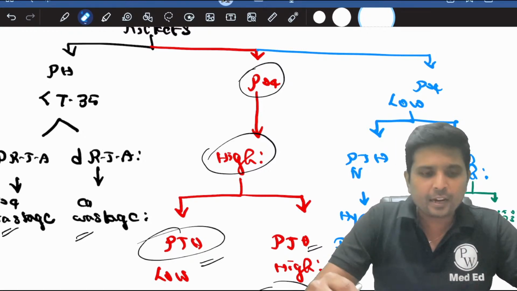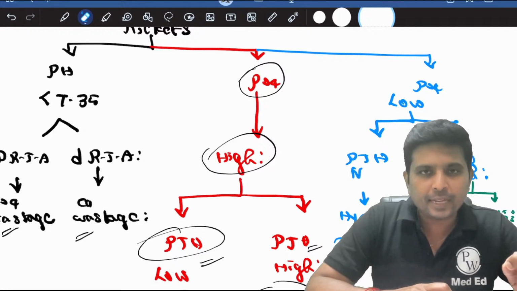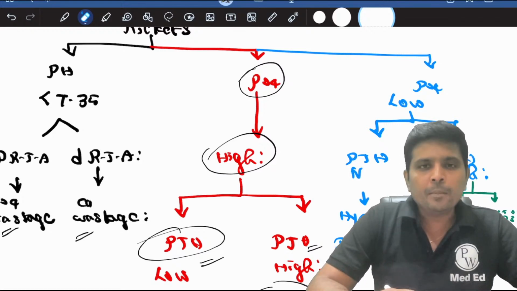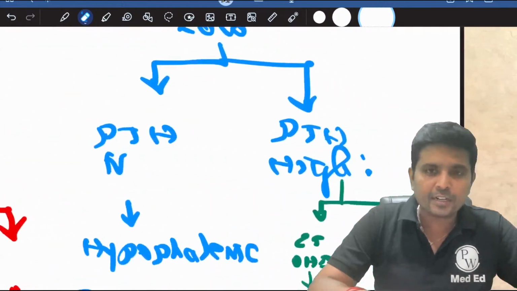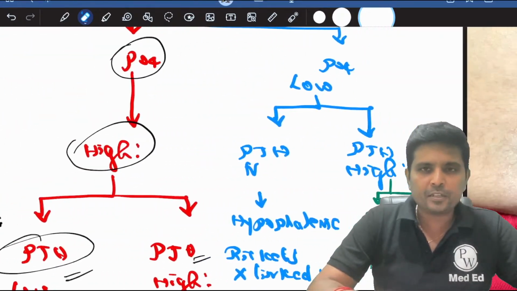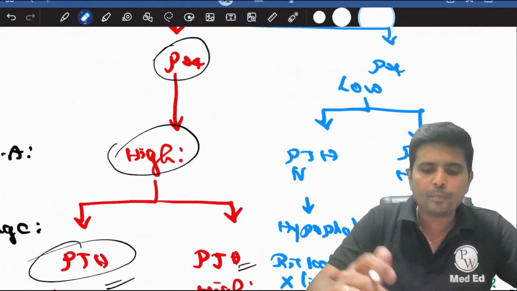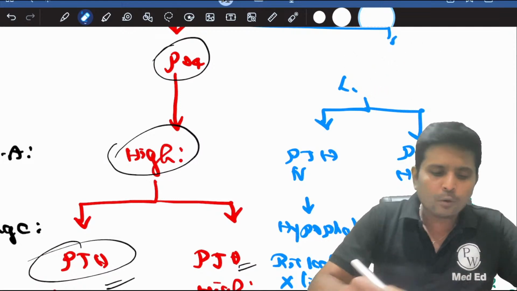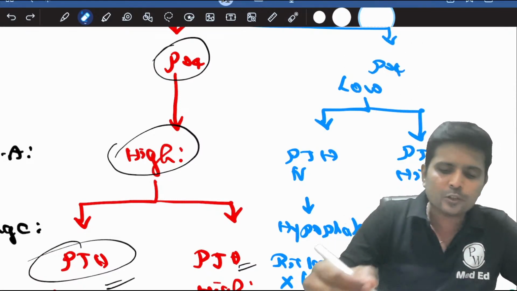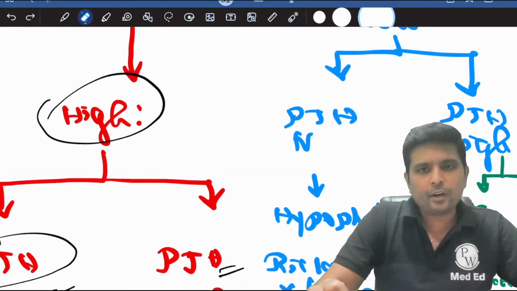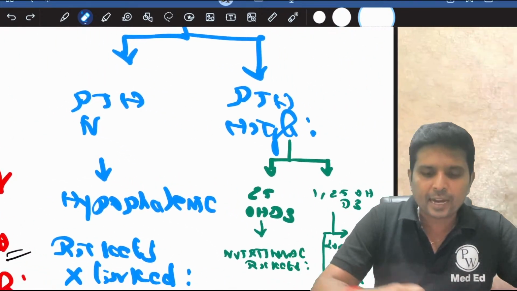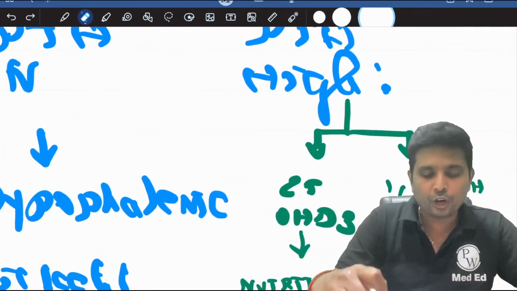But for pH and high phosphorus, there will not be many questions. The majority will be concentrating on low phosphorus. So when there is low phosphorus, again look for parathyroid hormone, whether parathyroid hormone is high or normal.